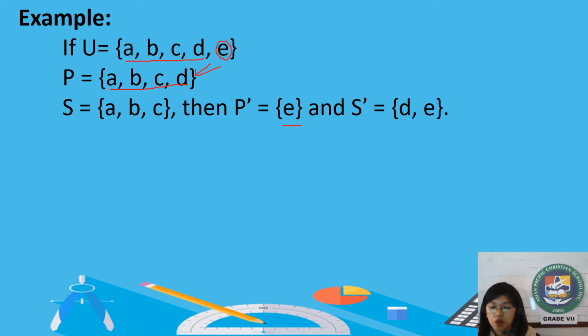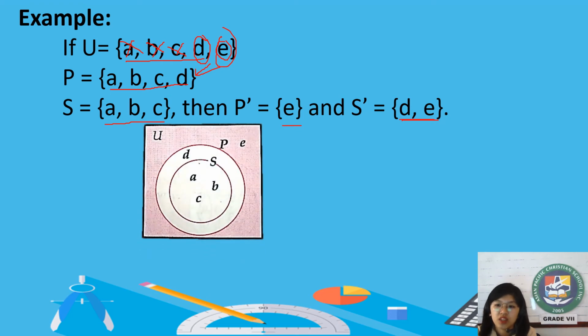Next, we have the complement of S. Bakit D, E? Kasi, ano ba yung mga elements ng set S? We have A, B, C. So, A, tanggalin. B, tanggalin. C, tanggalin. So, ano lang yung mga natira na nasa universal set na wala dun sa set S? We have D, E. Kaya D, E.